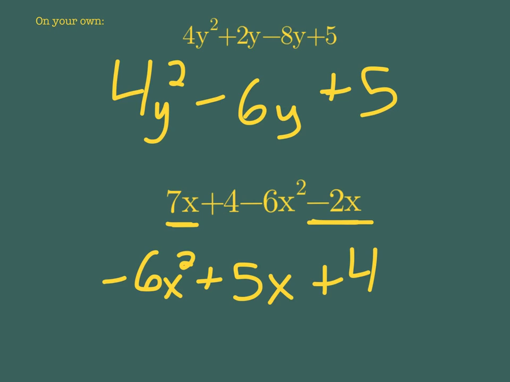And if you got 5x minus 6x squared plus 4, or 5x plus 4 minus 6x squared, it's the same thing. All right.